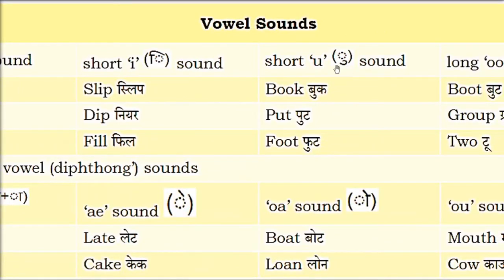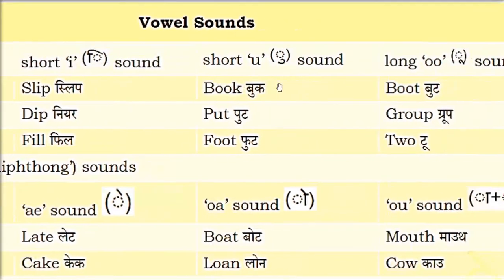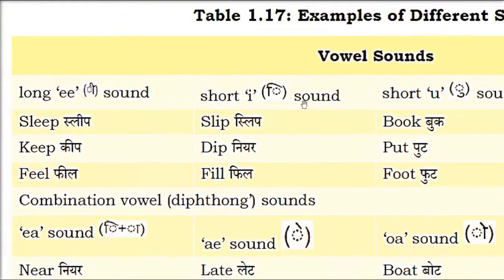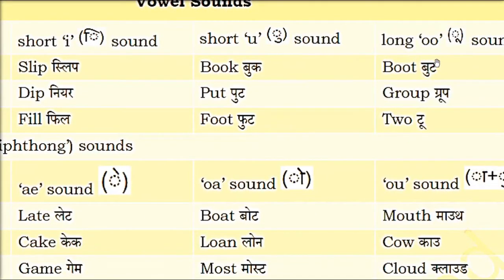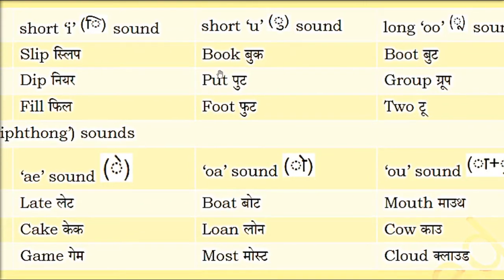Now you have U. When you use short U, what is this? When you combine two O, it will sound like short U. Book, put, foot. So this short U sound comes if you have two O or one U. Then there is the long U sound. You have boot, group, two. So you'll call it boot, group, two.